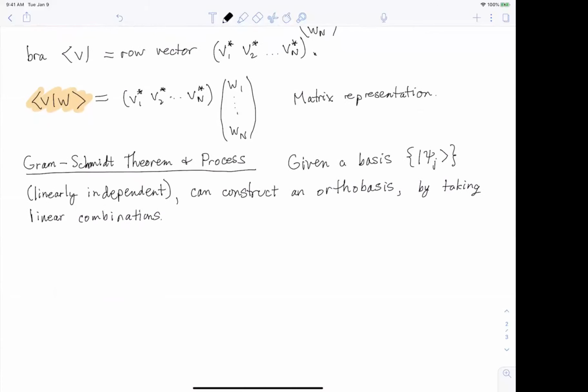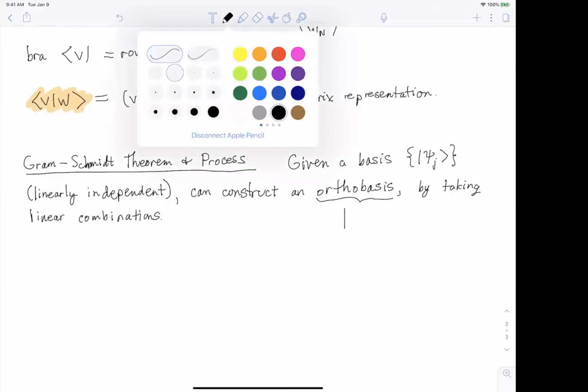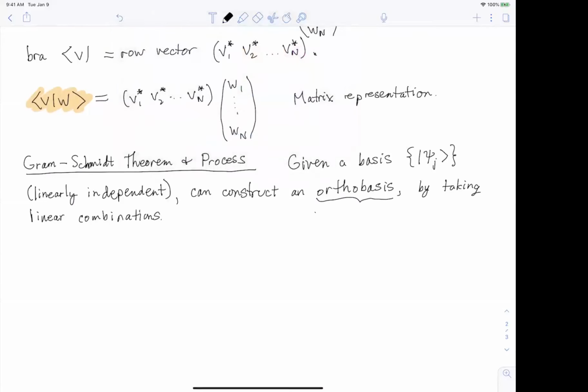Okay, and let's call our orthobasis, just to distinguish it from the original basis, let's call those phi sub j. Okay, so we need to construct the phi sub j's out of the psi sub j's. Here's step one.